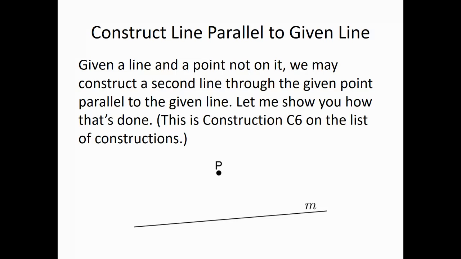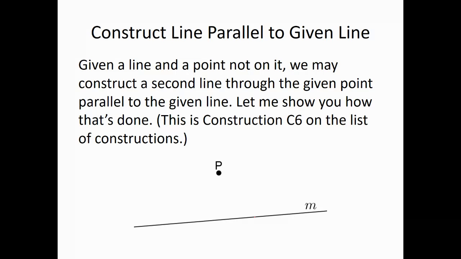And if you look on the constructions page of my site, this is construction C6. And what it says is this. If we're given a line in the diagram, line M, and we're given a point not on that line in the diagram, point P, then we may construct through that point a line parallel to the given line. Well, how actually do we know that this can be done? Well, it's a multi-step process ultimately, and once I've been through this, we won't have to go through it again.